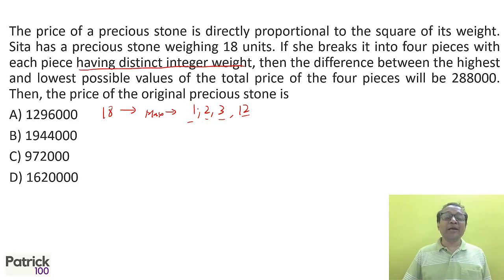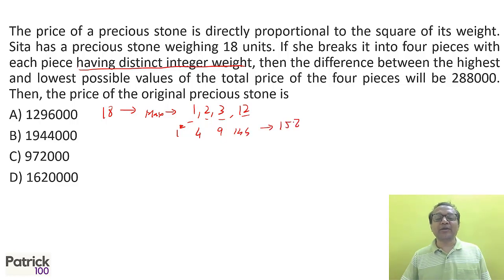Now it is weight based on square. If you look at square, 1 square is 1, 2 square is 4, 3 square is 9, 12 square is 144. If you add this, the total becomes 158. This is the cost; the cost is proportional to 158, that is 1 plus 4 plus 9 plus 144.